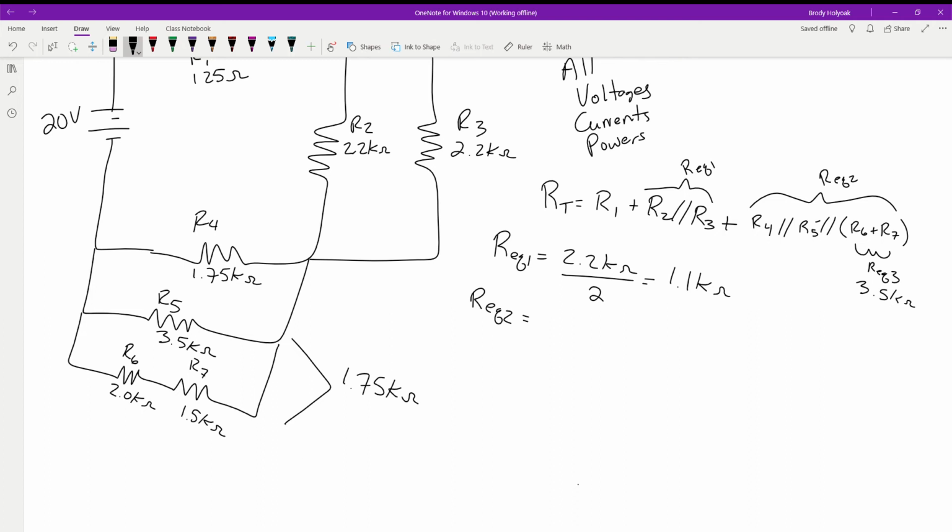Now we have two 1.75K ohm in parallel. We divide that by 2.